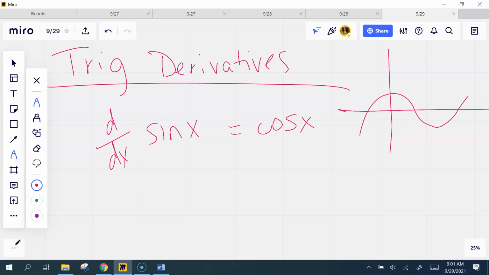Sine of 0 is 0. Cosine of 0 is 1. So this one, since it's at 1, this point is (0, 1). This would be which graph? Which one has a value of 1 at 0? Cosine. So that's cosine. Sine would start here.